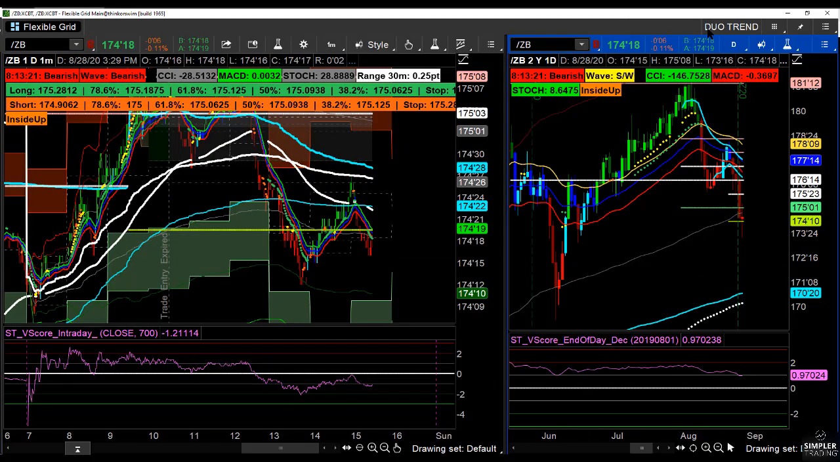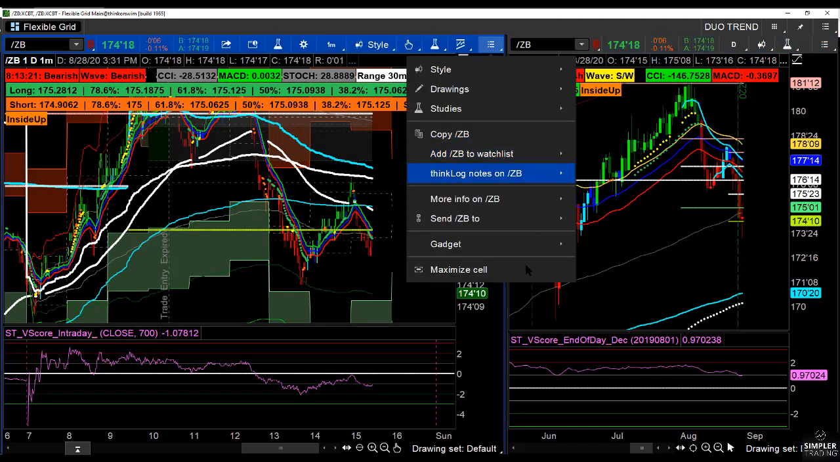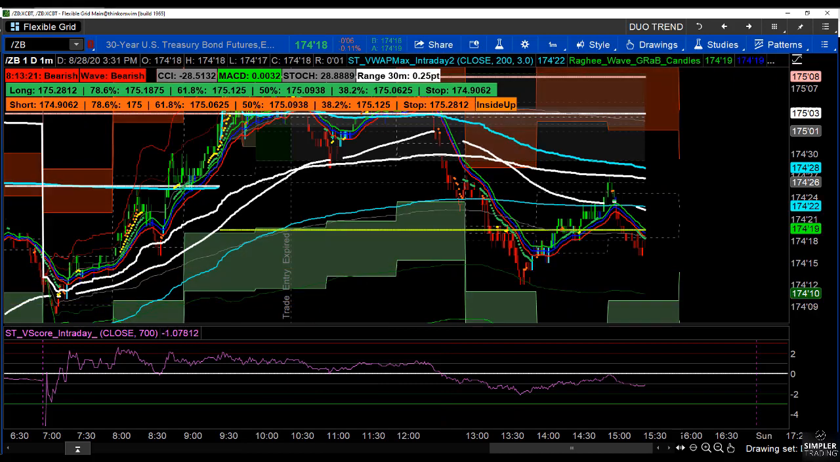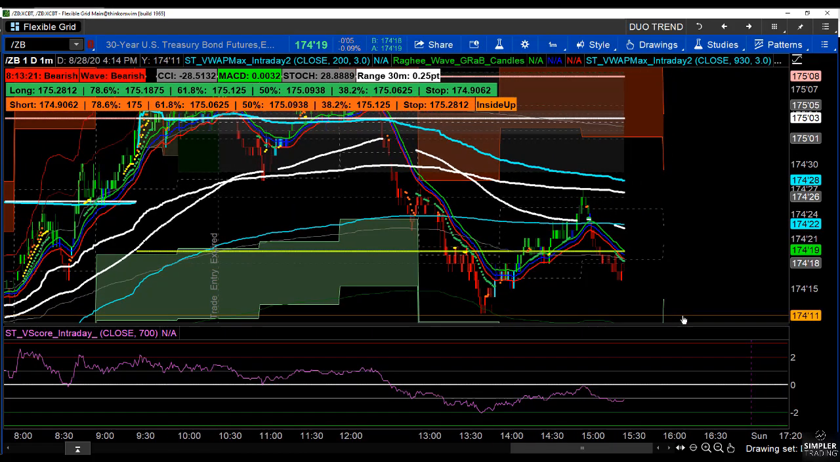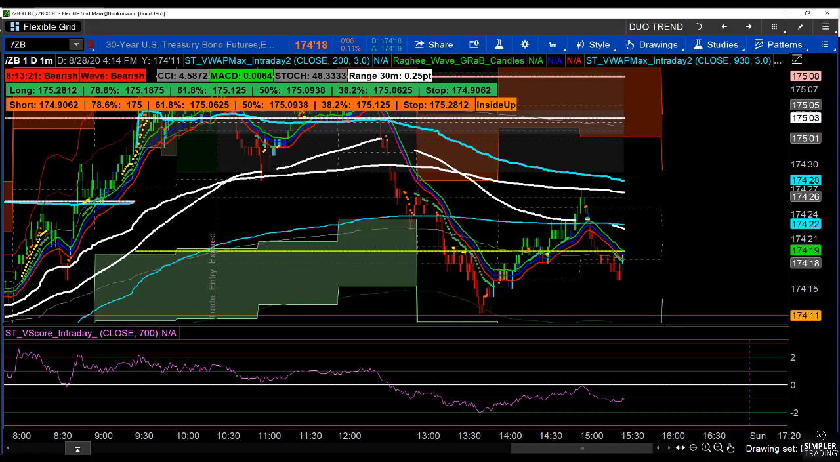So on Monday, we'll look for a 1 minute setup that takes us up through that level, ideally with some momentum and some volume confirming it. So ideally breaking through an intraday volume profile, ideally even breaking higher through the mean of the V-score.